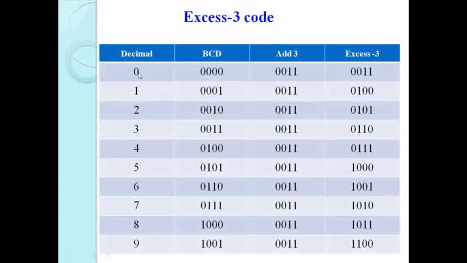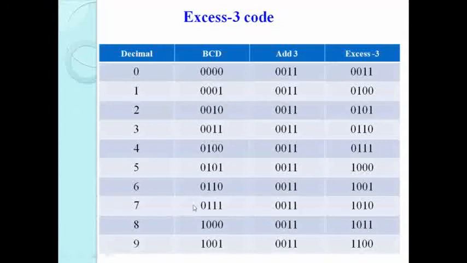Now decimal number 0, its equivalent BCD is 0, 0, 0, 0. If you add 3, 0, 0, 1, 1. So excess 3 of decimal 0 is 0, 0, 1, 1. Now 4. The equivalent BCD of 4 is 0, 1, 0, 0. Add 3 so that we get the excess 3 code. So the equivalent excess 3 of decimal 4 is 0, 1, 1, 1.